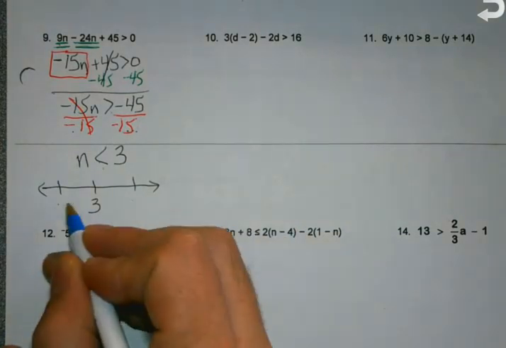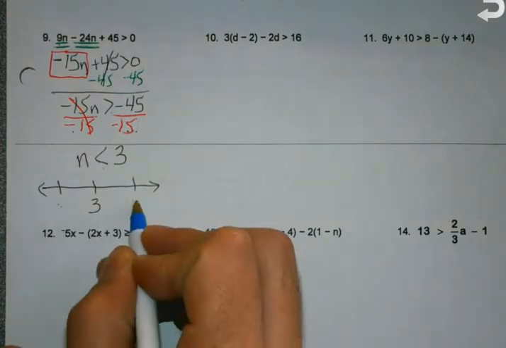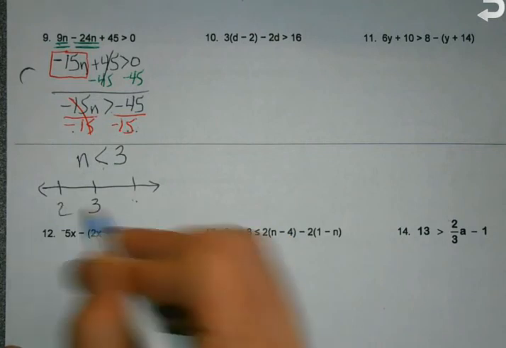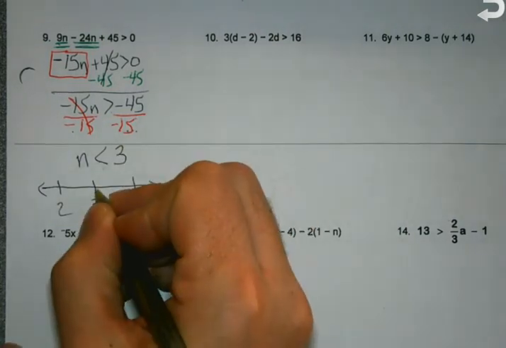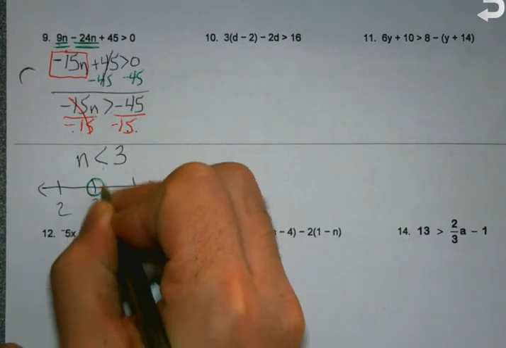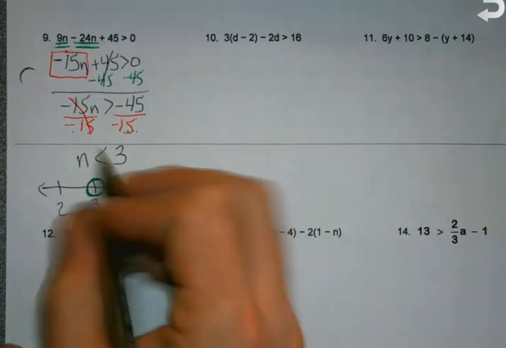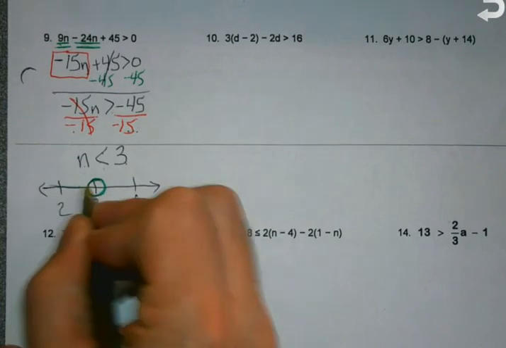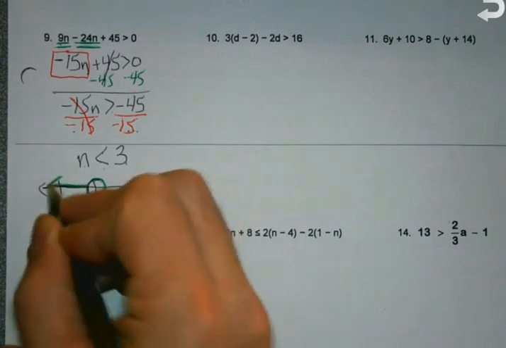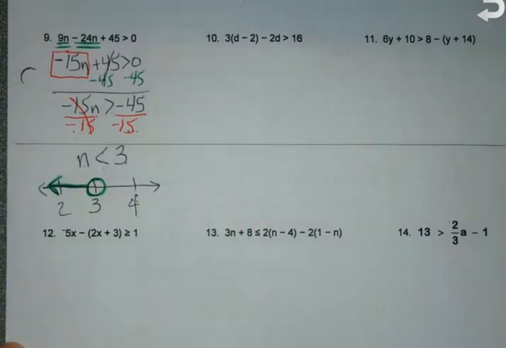So what numbers am I going to have on the left and the right here? 2 and 4. Open or closed at 3? Open. And n is less than 3. Less than and less, we'll start with L and go together.